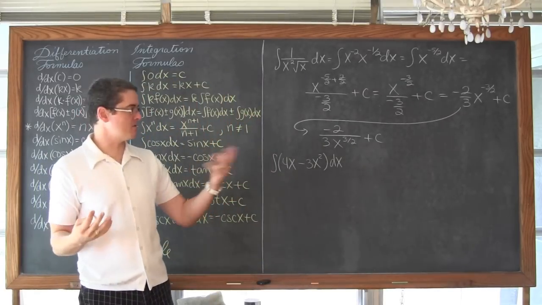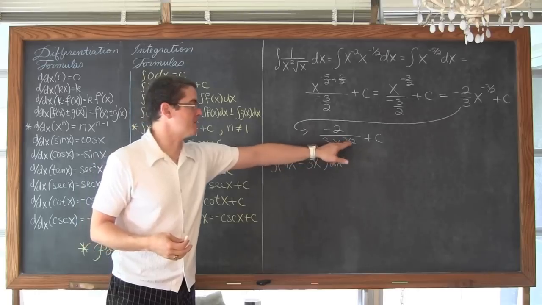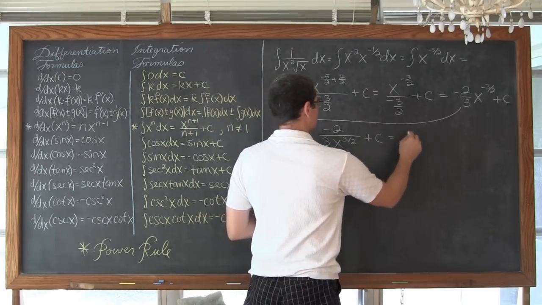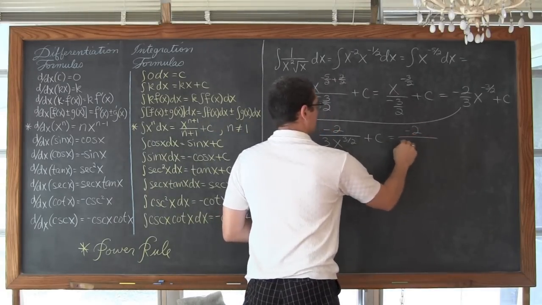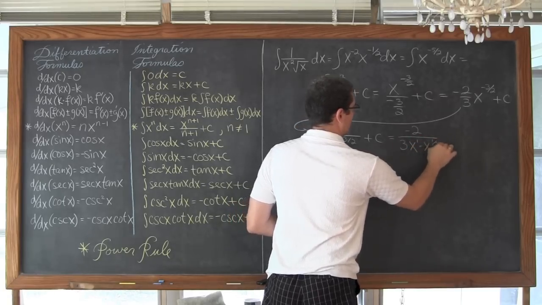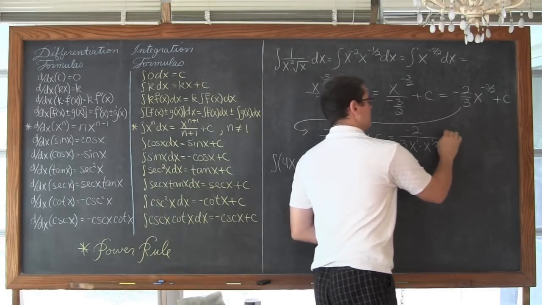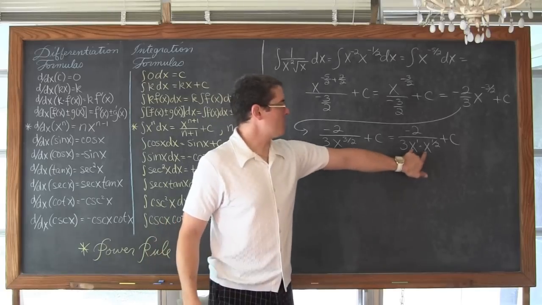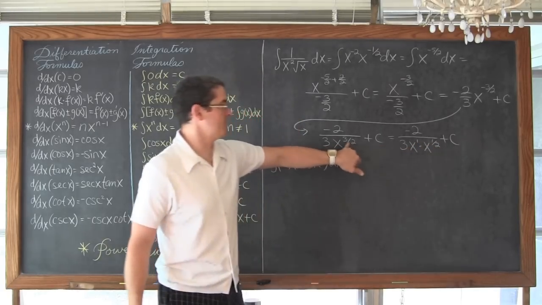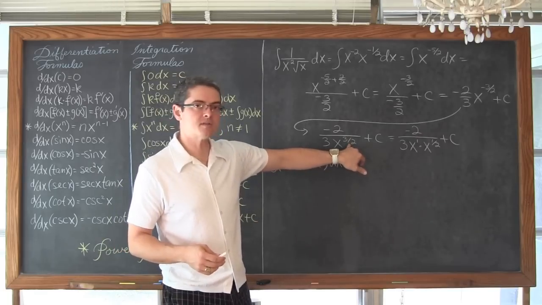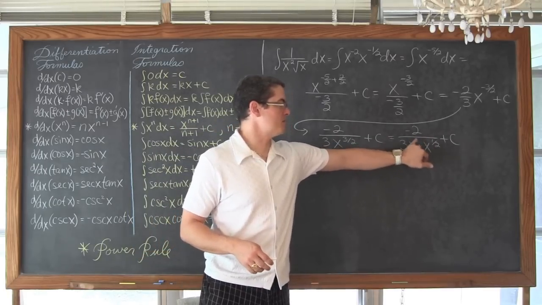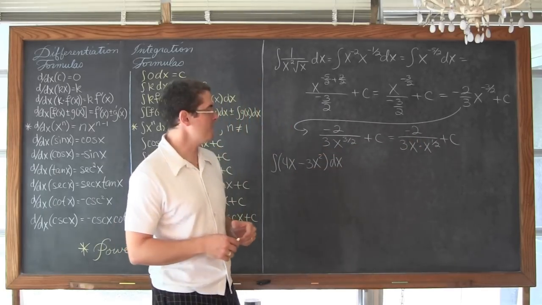And I'm sure that a lot of your teachers are going to be perfectly fine with having this fractional exponent. You could, however, write this as -2 over 3 times x to the first power times x to the 1/2 plus c. You see what I'm doing there? When you multiply like bases, you add the exponents. And when you add 1 and 1/2, you get 3 halves. You can think of 3 halves as x to the 2 over 2 times x to the 1 over 2. And of course, 2 over 2 cancels out to be 1.